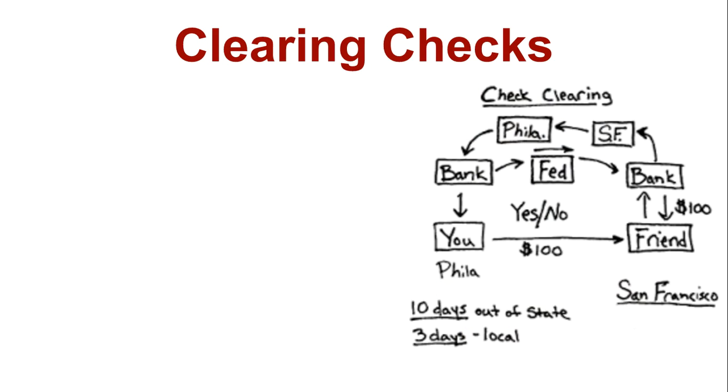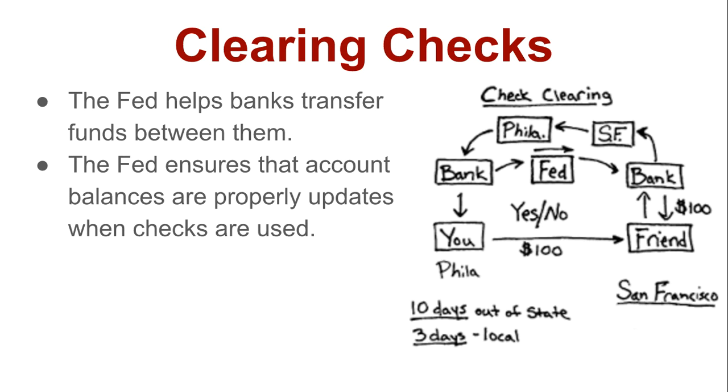All right, clearing checks. This is a kind of a practical example of one of the other things the Federal Reserve does that helps our entire banking system work, is they help to clear checks. So when people write checks, we are transferring money from one bank account to another, and the Federal Reserve is going to help them to do that. And this ensures that balances are updated properly and everything is managed the way it's supposed to be so nobody loses money in these transfers.